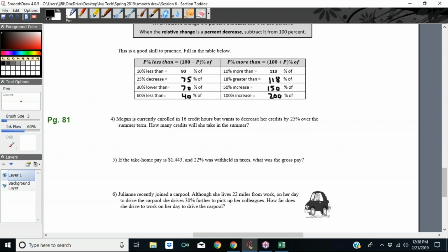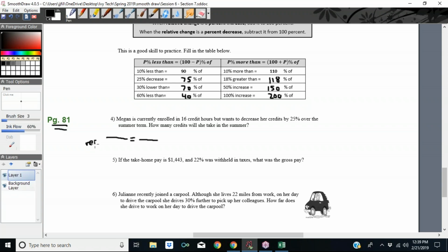So there are two ways to work these problems we can find on page 81, and one is with a proportion and the other one is with an equation. And what I'll do is I'll just show you both methods. It says here, Megan is currently enrolled in 16 credit hours, but wants to decrease her credits by 25% over the summer term. How many credits will she take in the summer? So I'll show you two correct ways to set this up.